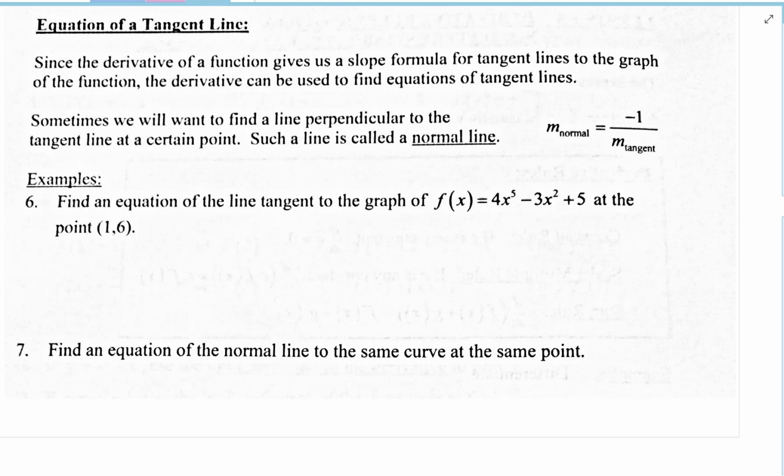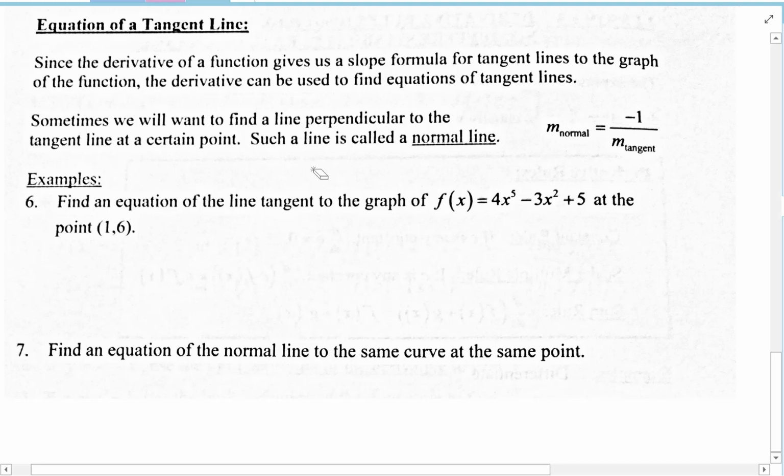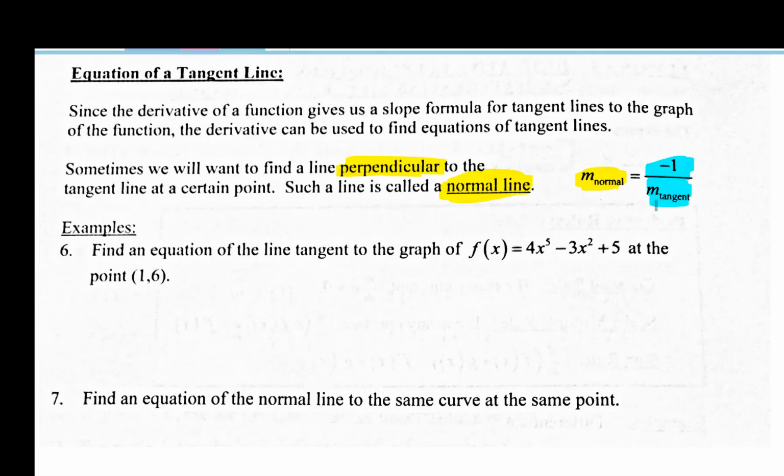Since the derivative of a function gives us the slope formula for tangent lines to the graph of the function, the derivative can be used to find equations of those tangent lines. Sometimes we will want to find a line that's perpendicular to the tangent line at a certain point. Such a line is called the normal line. A normal line is the line that is perpendicular to the tangent line at a certain point. So, as we know from the relationship of perpendicular lines, the slope of the normal line is the opposite reciprocal of the slope of the tangent line.